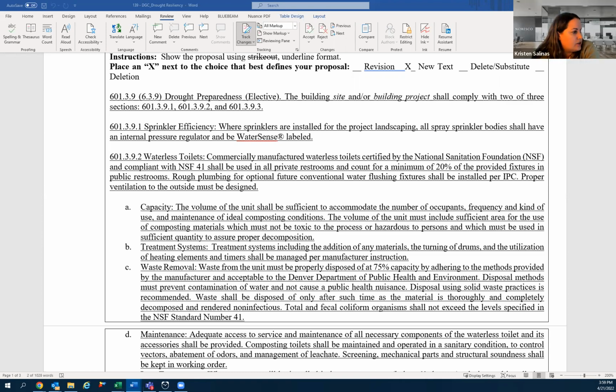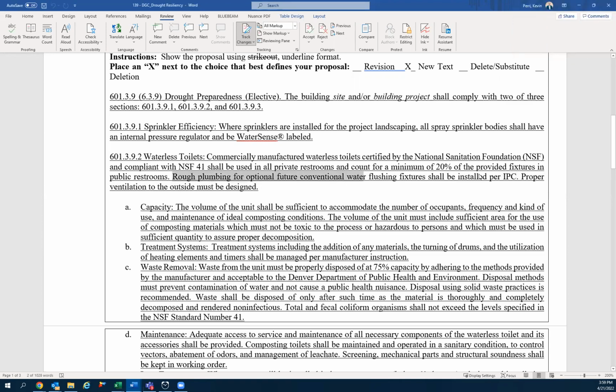Yeah, Keith, that is actually in there. It says rough plumbing for optional future conventional water flushing fixtures shall be installed per IPC. I think it's the second to last sentence. There you go. I see it. That was my mistake. I'm sorry.